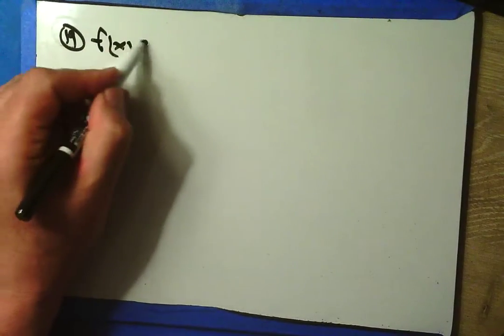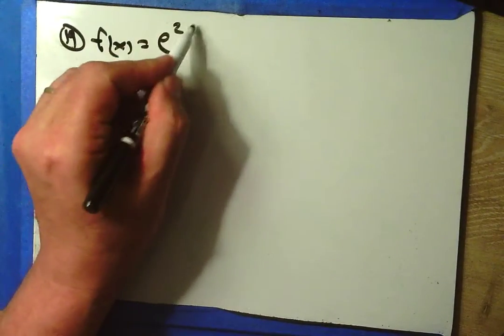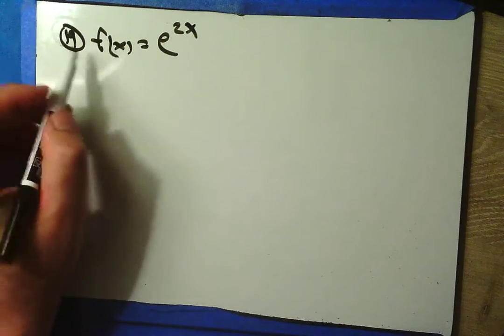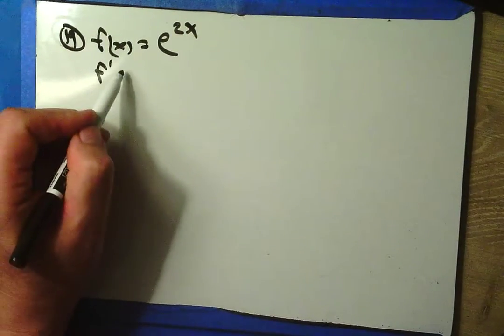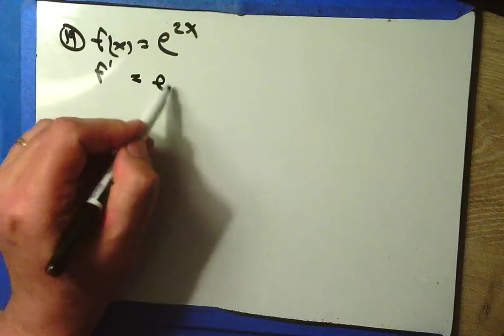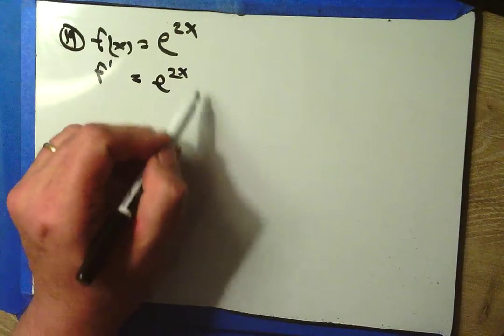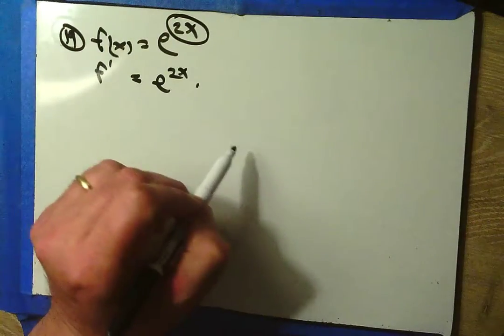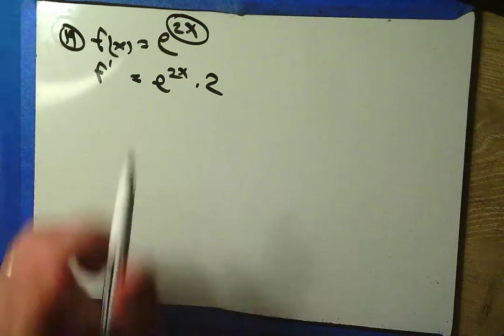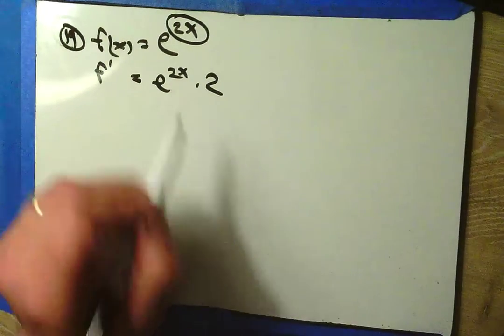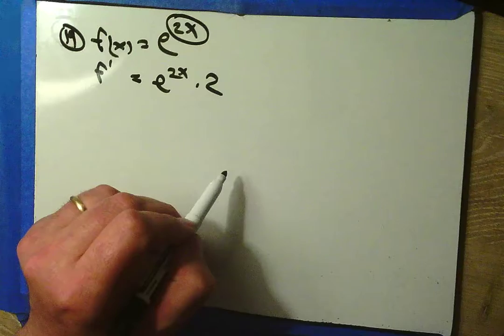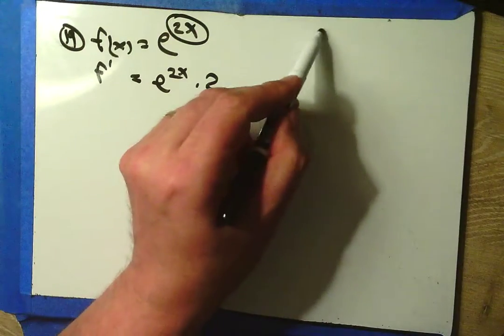19. We've got f of x equals e to the 2x. Well, we know from our work with the chain rule that the derivative of e to the something is e to the something, and then we take the derivative of the inside function.